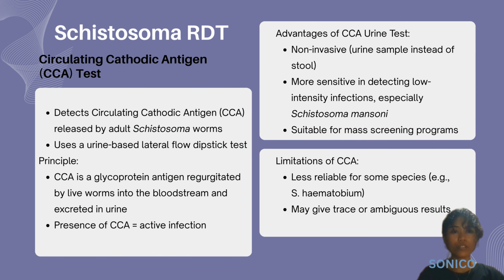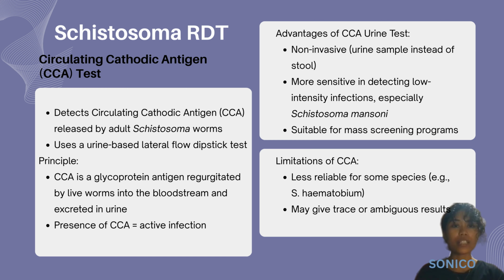Lastly, we have the schistosoma rapid diagnostic test, specifically the circulating cathodic antigen, or CCA, test. This test detects CCA, which is a glycoprotein antigen released by live adult schistosoma worms. The antigen circulates in the bloodstream and is eventually excreted in urine, which is why this test uses a urine sample instead of stool.